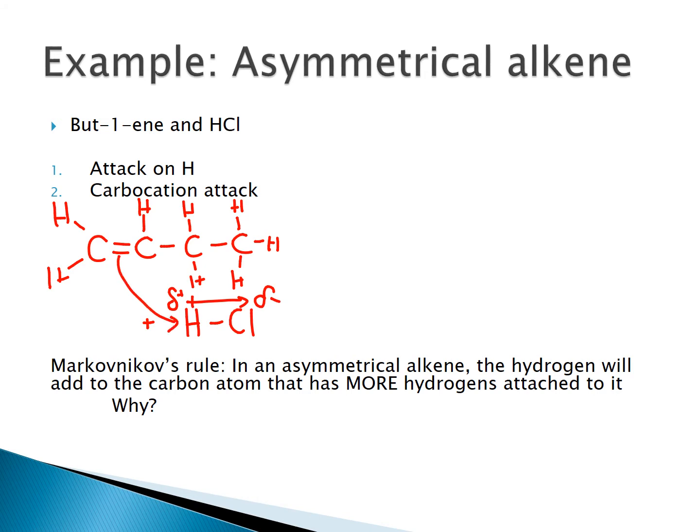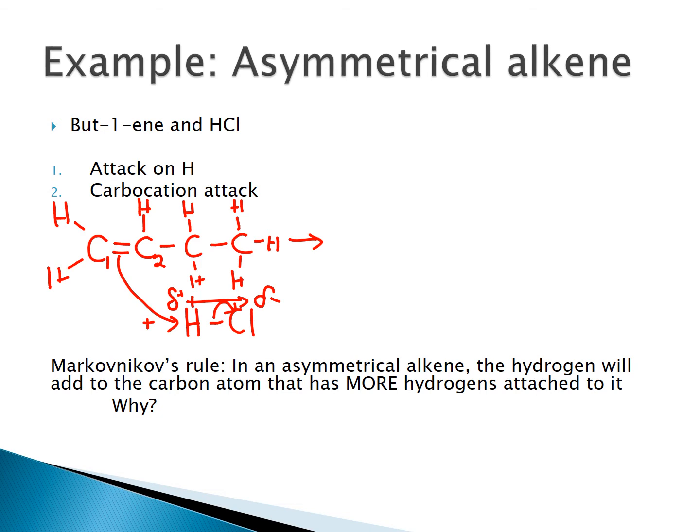Okay, so this is my electrophilic attack step. And then there's going to be heterolytic fission. So we're going to produce a carbocation intermediate. Now, what we have to ask ourselves is, which carbon should I add the hydrogen to? Should I add it to carbon 1 or to carbon 2?